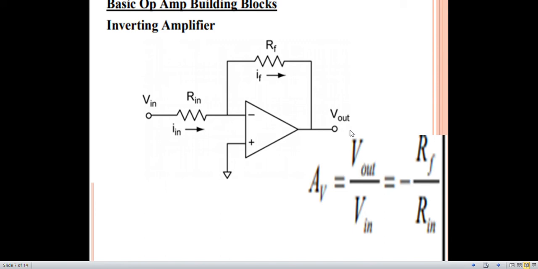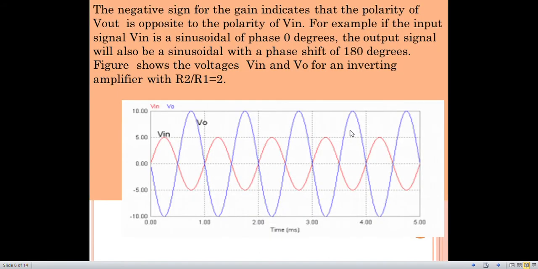In this inverting amplifier, the gain is AV, which is V output upon V in. It is equal to minus RF upon RIN. Here we can see that this gain has a negative sign. This negative sign indicates that in the output, the polarity of output is opposite to the polarity of input.